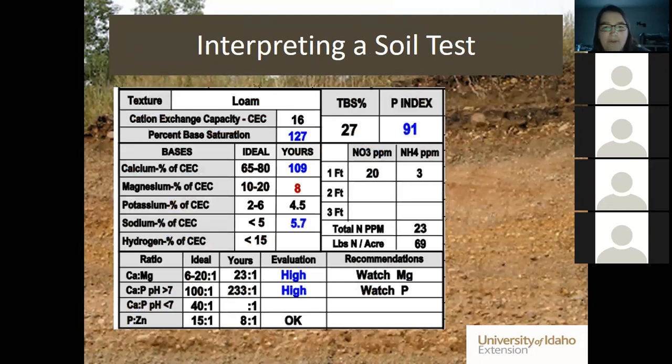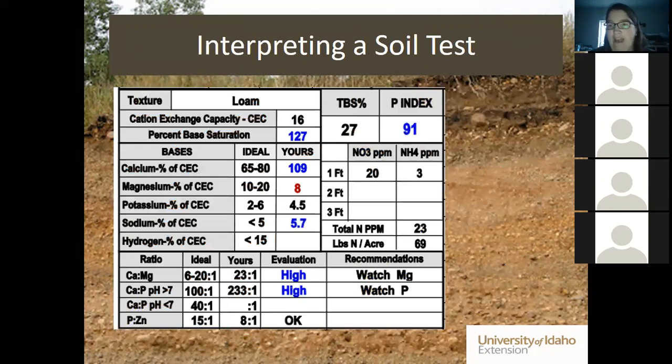So here it shows the NO3 parts per million and the NH4 parts per million at the 1 foot level. And most of the soil tests we do for gardening and landscape are going to be just the top 12 inches. And so they're saying you've got 20 parts per million of nitrate and 3 parts per million of ammonium. So the total would be 23. And for whatever crop you told the soil test that you wanted a recommendation for, they're saying that you need 69 pounds of nitrogen per acre, and you've only got 23 there. So that's kind of a little fertilizer recommendation in the corner.